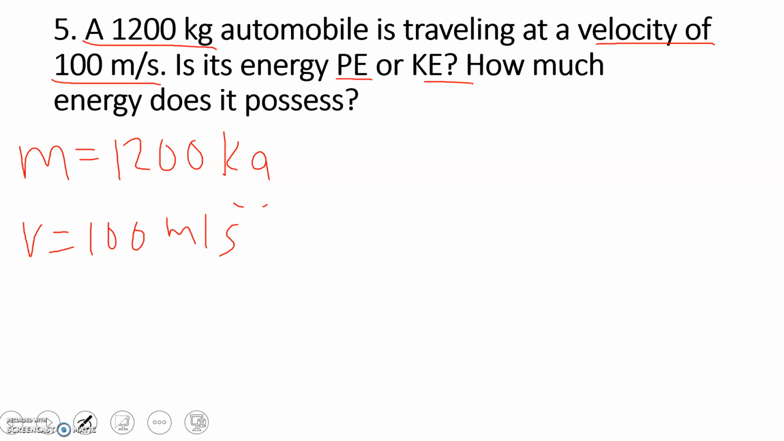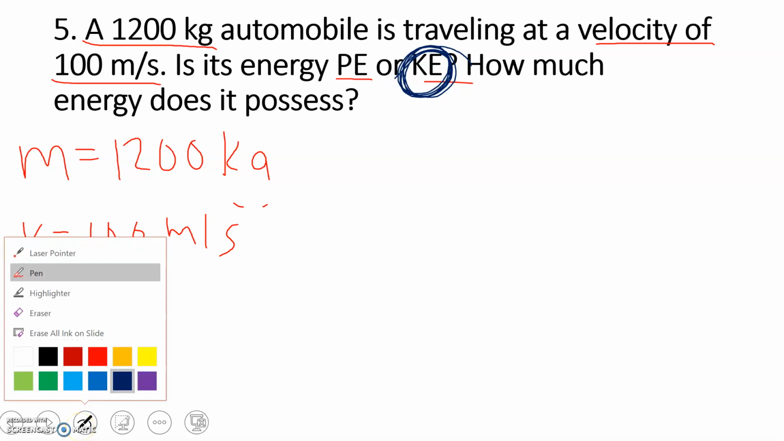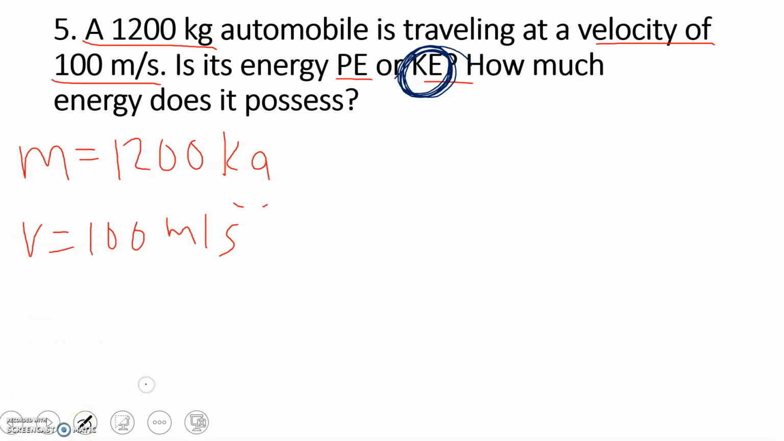Okay, well first, the automobile is moving. So would that make it potential or kinetic? Alright, I'm hoping that everyone said kinetic energy because it is moving. Alright, so we're going to be solving for kinetic energy because it is moving. So, kinetic energy. We know that the formula for kinetic energy is 1/2 mass times velocity squared.